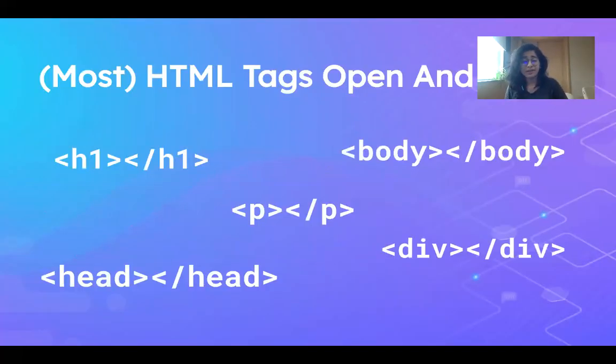Tags have a property in that they open and they close. Most of them open and close. So you look at H1, it has an opening tag. It has those triangle things and the word H1 in between. And the closing tag is very similar. It has a triangle thing, but it also has a slash next to it. So that's the closing tag.